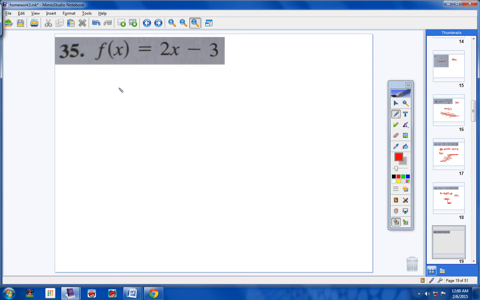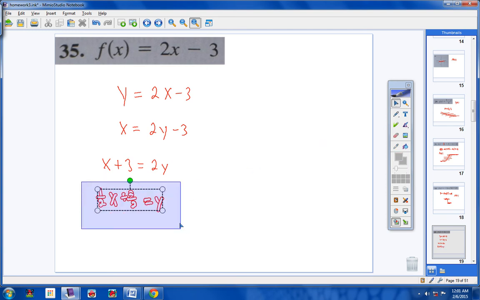We have y equals 2x minus 3. Everywhere there's a y, I'm going to put an x. Everywhere there's an x, I'm going to put a y. Now we're going to solve for y. Bring the 3 over and make it positive. Now divide everything by 2. 1/2 x plus 3/2 equals y. Okay, so here's your inverse function right here.